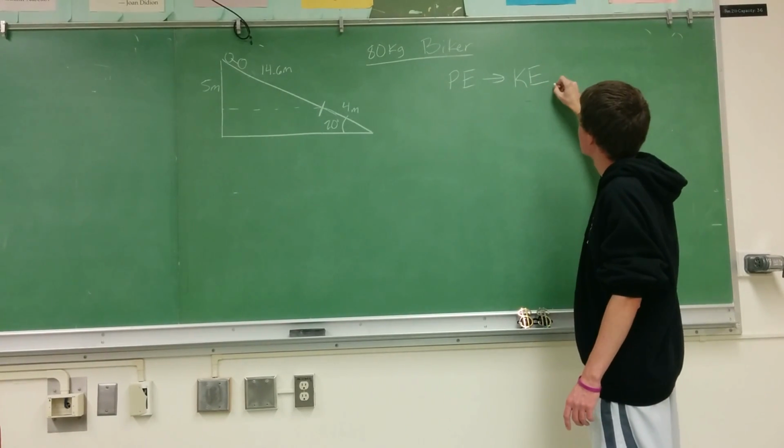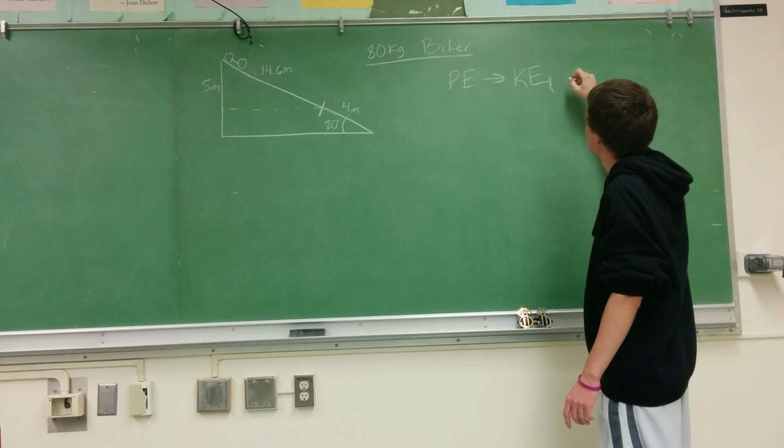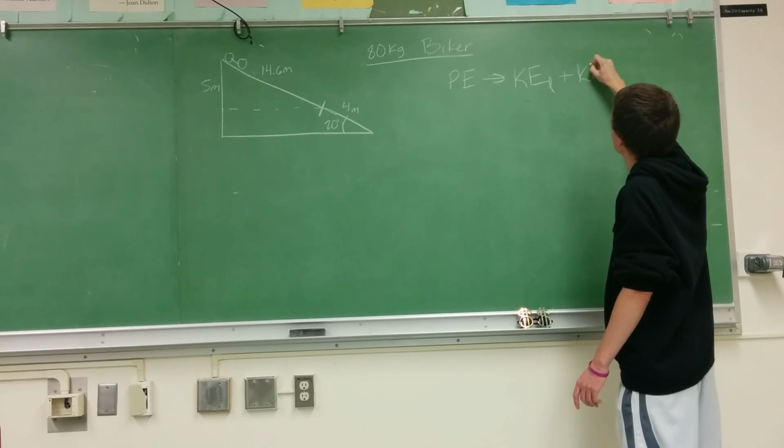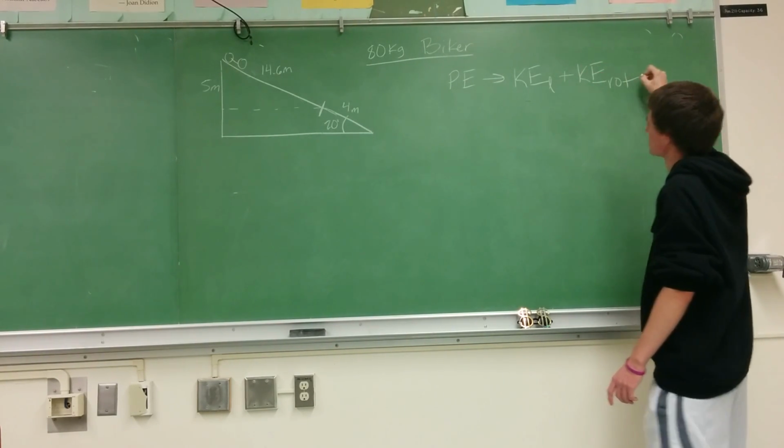You have the kinetic energy in the linear direction, plus some kinetic energy with the rotation of the wheels.